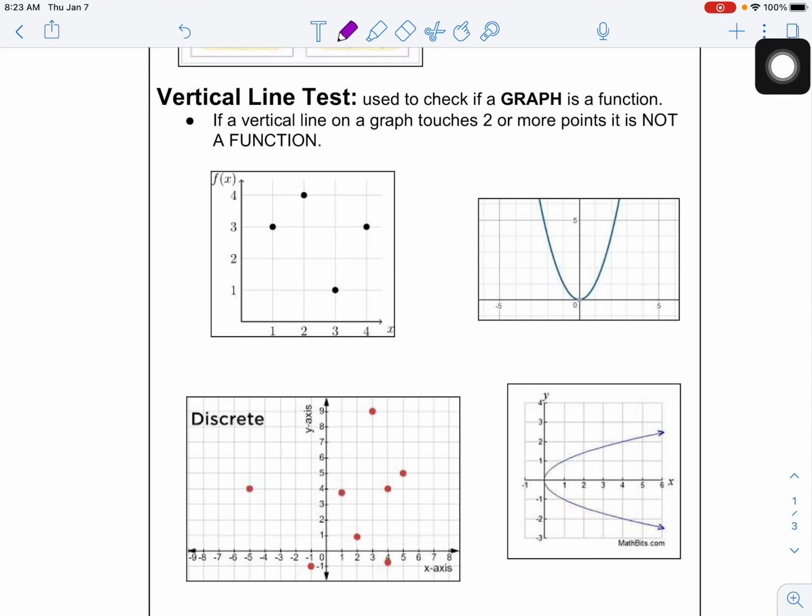So looking at this one, this is a discrete function. I'm going to draw a vertical line at every point. That one only touches 1 point. Only touches 1 point, only touches 1, only touches 1. So this graph is a function because it passes the vertical line test. That would be your explanation on the test.